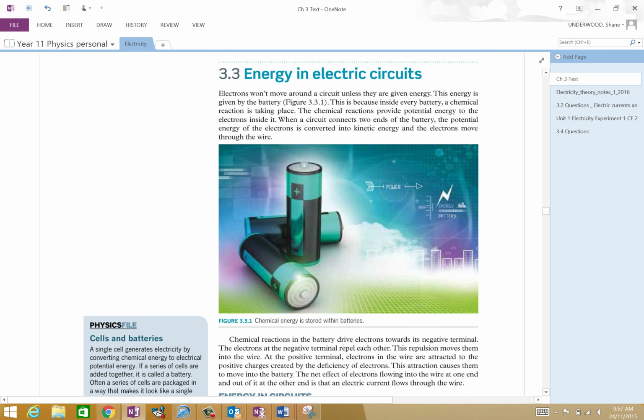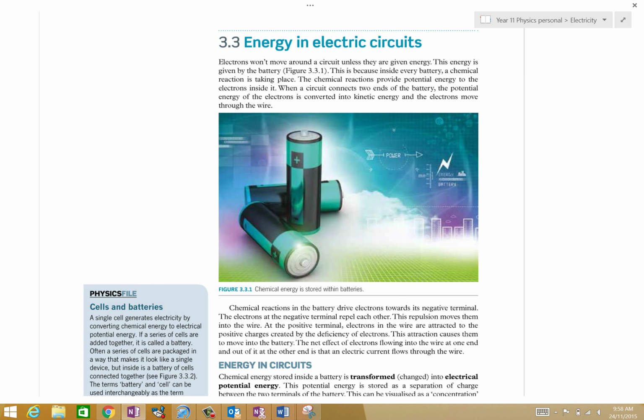So we've got chemical energy being converted into electrical energy, and then that electrical energy has been harnessed in some way to, for example, create light, create motion, depending on the situation. Now, of course, electrons won't move around a circuit unless they are given energy, and that energy is, for example, given by a battery. That battery means it's a potential difference. The chemical reactions provide potential energy to the electrons inside it.